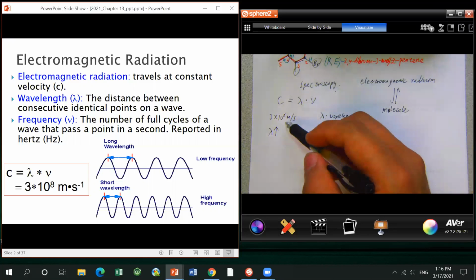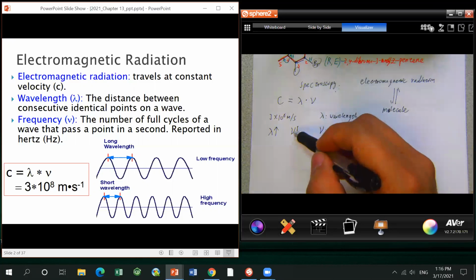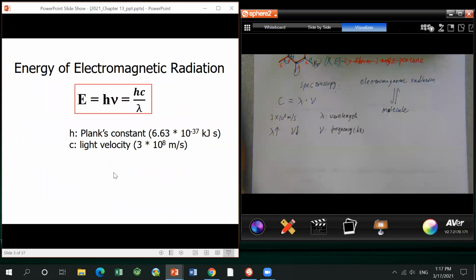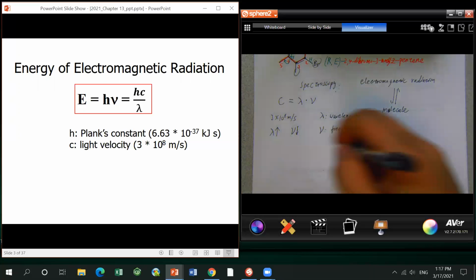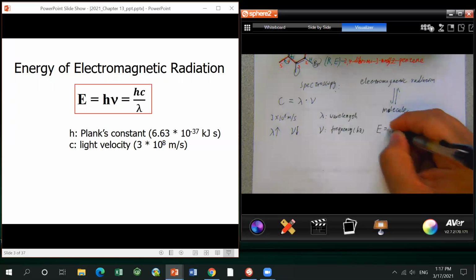On the other hand, if you have shorter wavelengths, then high frequency. That's also shown here: the top one, low frequency and long wavelengths; the bottom one, high frequency and short wavelengths. And different electromagnetic radiation also has different energy. That's also shown on the screen. Energy can be calculated by this formula.